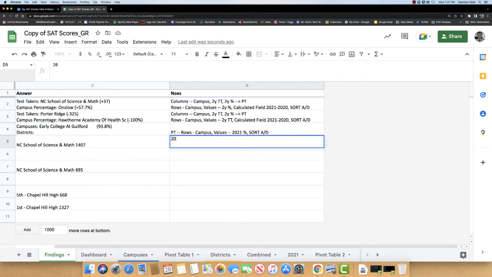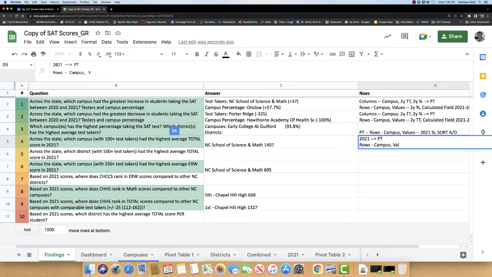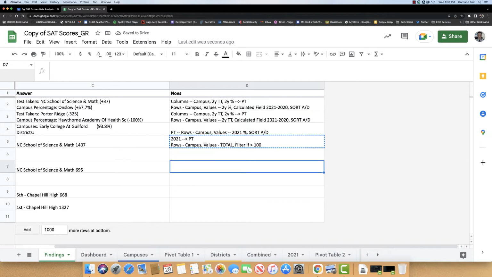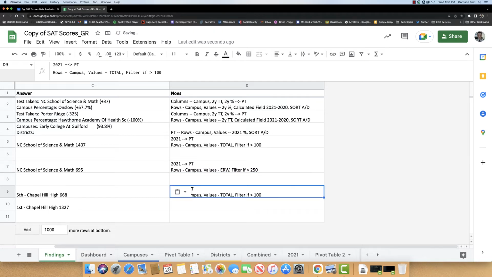So for 2021, I grabbed all the data, made a pivot table, and my campuses were rows. For this value, I wanted to know what was the highest total. Values was total, and I needed a filter of if greater than 100. Same exact thing for the next one, except instead of 100, I went to 250, and instead of total, I was looking at my English reading writing. Come down to the next one, used the exact same pivot table, changed from total to math. There was no condition.